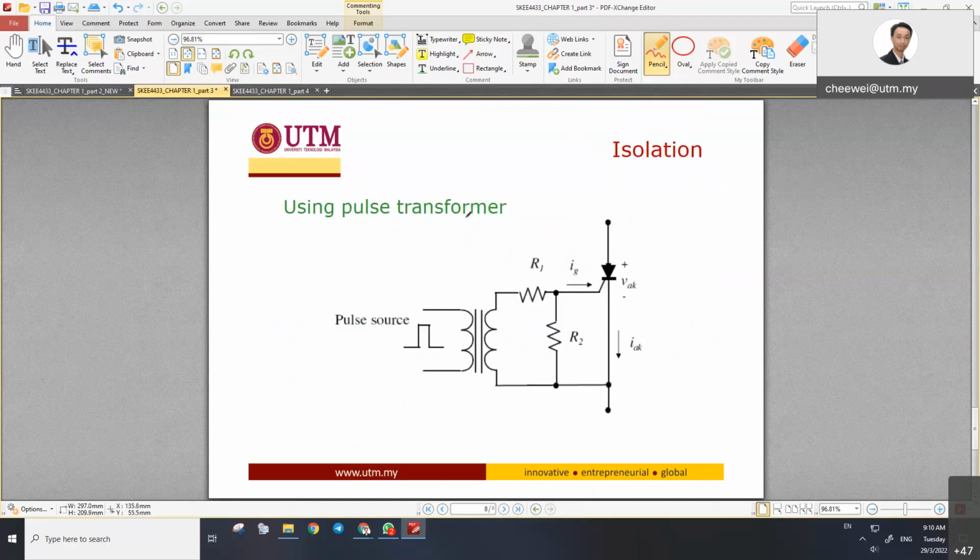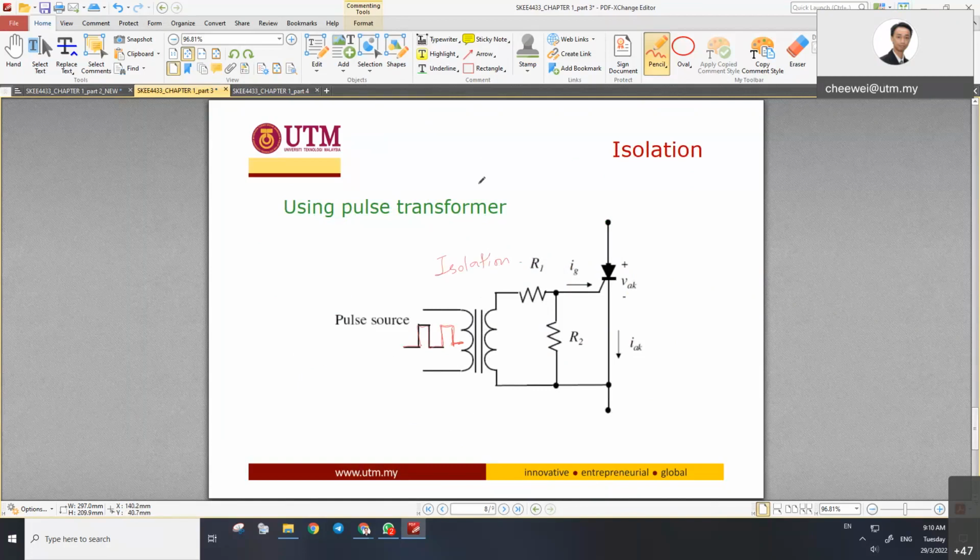Using pulse transformer. This is pulse, right? You know, pulse is on, off, pulse. It's like your heartbeat also pulse. So this pulse transformer, what is the function of transformer? Isolation.